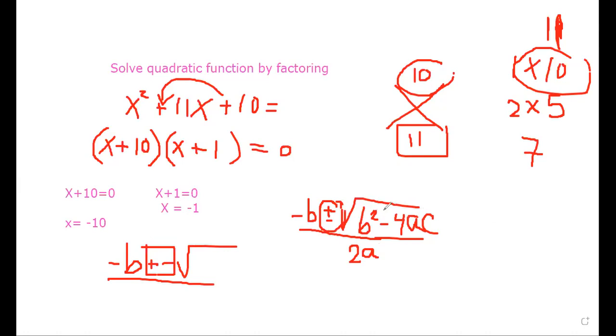The discriminant is the part under the radical sign, like b squared minus 4ac. If the number under the square root is positive, we have two solutions. If it's 0, we have one solution. If it's negative, there is no solution, or 0 solutions.